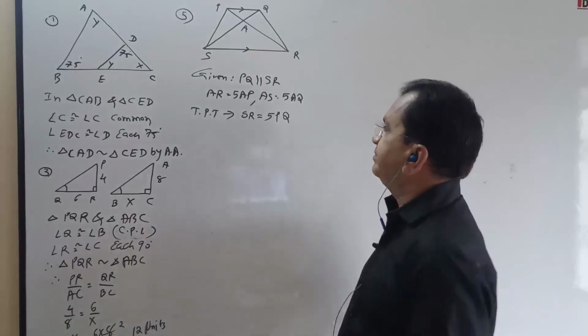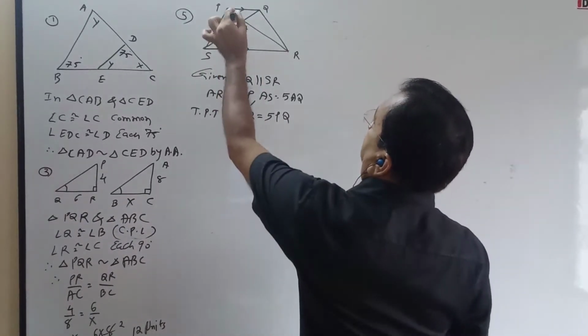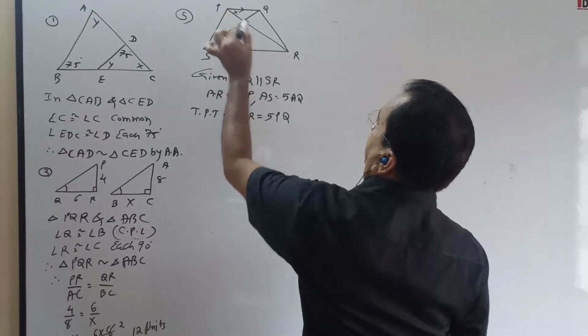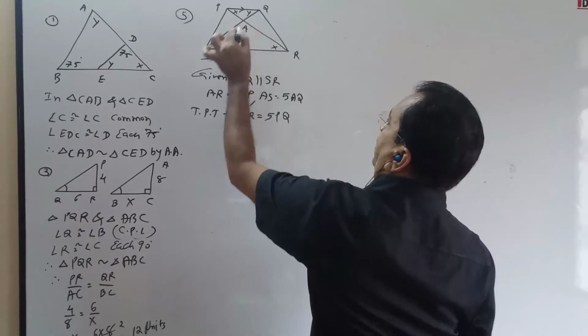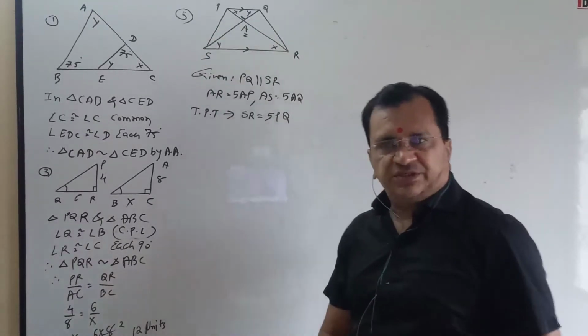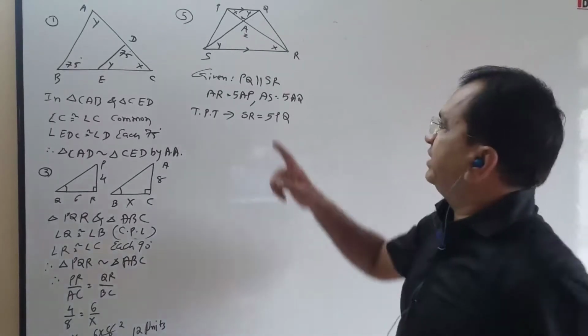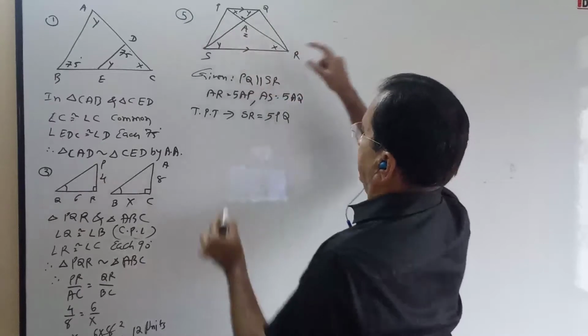Now these are parallel, so x equals x and y equals y, and the rest z equals z, vertically opposite. So write in the form of x y z, x y z, P Q A.